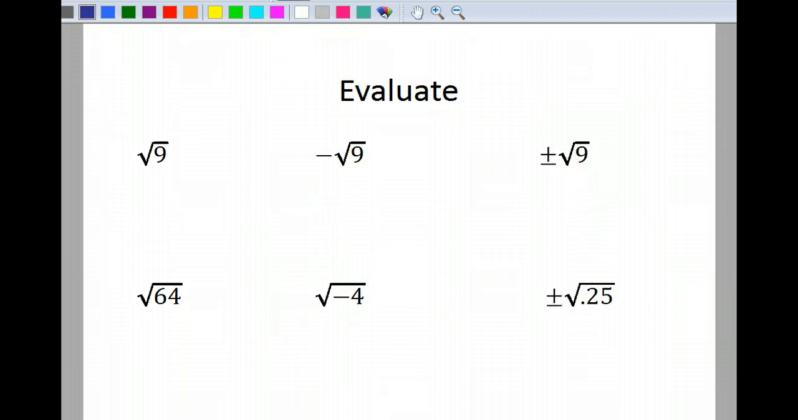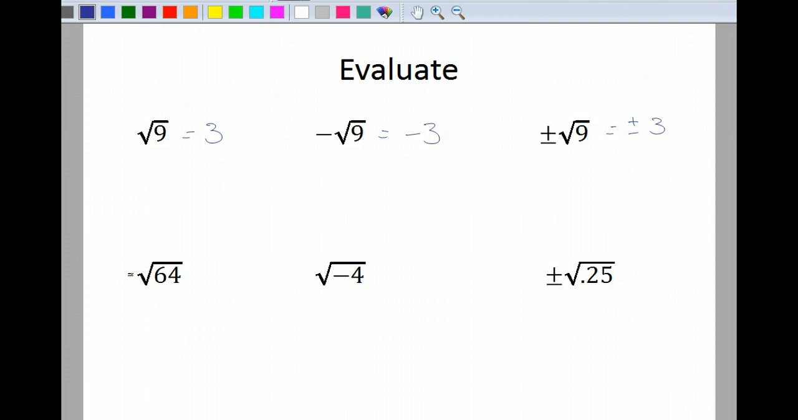Okay, now what's the square root of 9? Okay, well that's 3. What's the negative square root of 9? Well, the square root of 9 is 3. The negative square root of that's negative 3. Okay, what's plus or minus the square root of 9? Oh, well that's plus or minus 3.